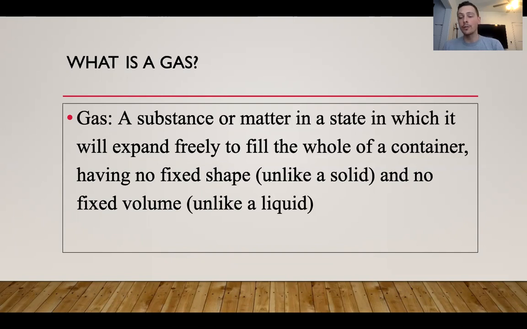Gases don't have either of those constraints. So gases don't stay in a set shape. They fill up their container just like a liquid would. However, they don't have a set volume either. So if you put some liquid into a water bottle, it only fills up however much liquid you have. The gas will fill up the entirety of that bottle.